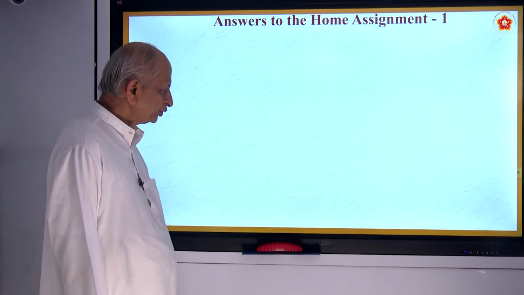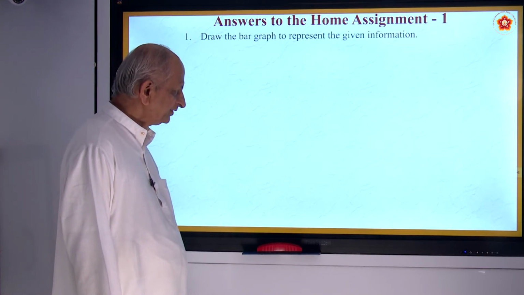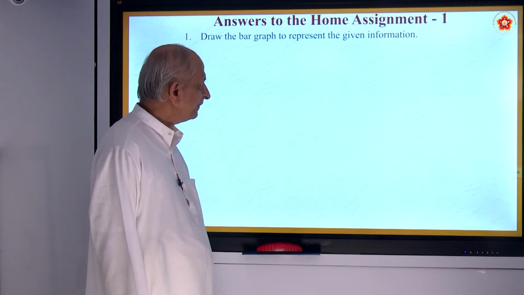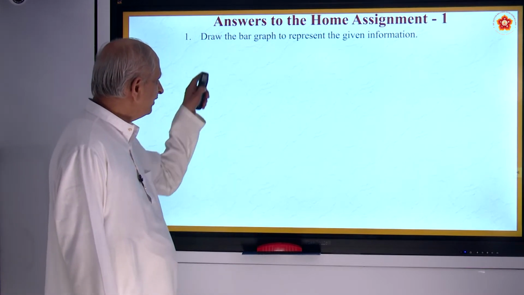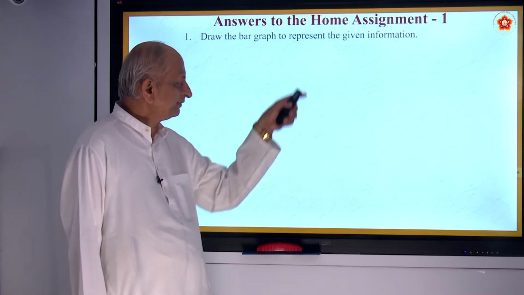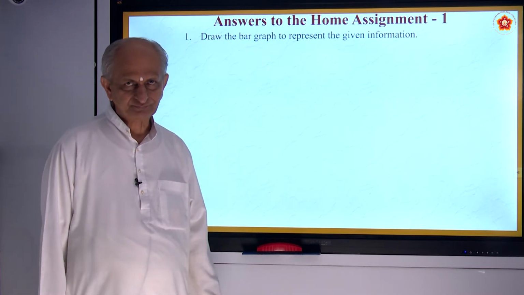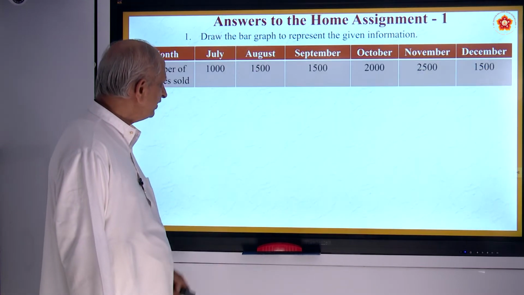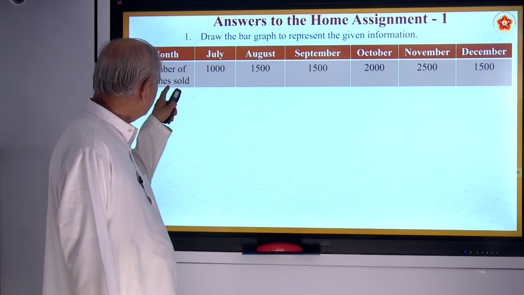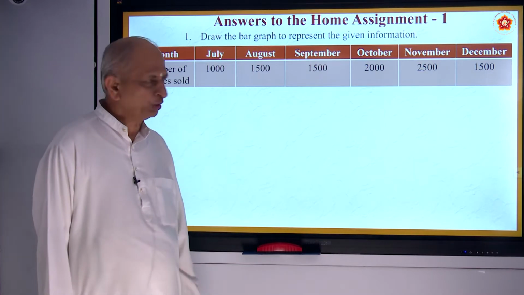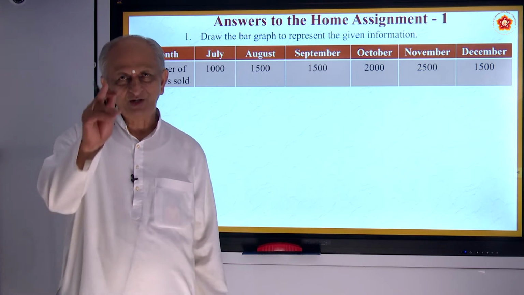Before you come to today's topic, we will see the answers for the home assignment. Draw the bar graph to represent the given information. So here is the information. What is that? Number of watches sold. How many have got watches?